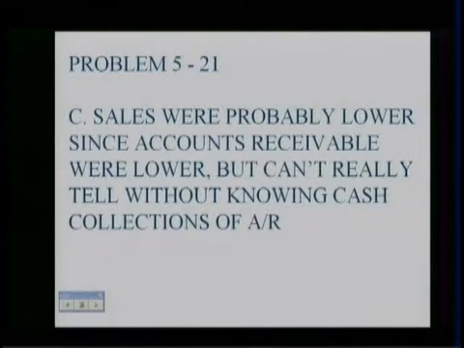Then in Part C, it asks an interesting question. It says, what do you think the level of the company's sales were in 2004 compared to their sales in 2003? Well, a guess, based on the information they have there in your book, is that sales were lower in 2004 because their accounts receivable were substantially lower. You don't know that for sure, and you can't really tell without looking at what they collected from their accounts receivable, and you could find that out on their cash flow statement. But you would have a pretty good guess that the sales were lower in 2004 than they were in 2003.